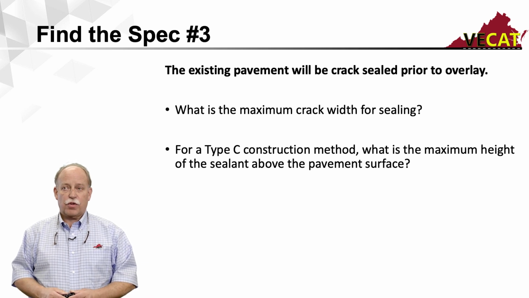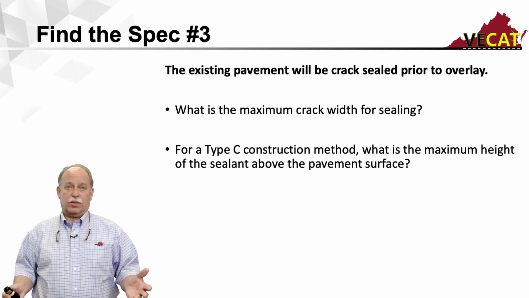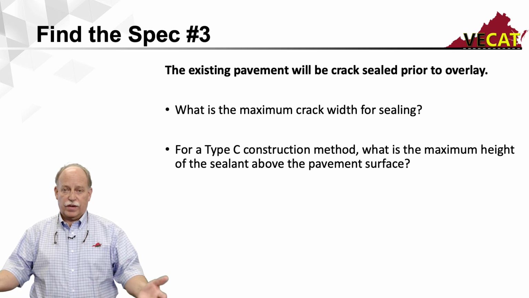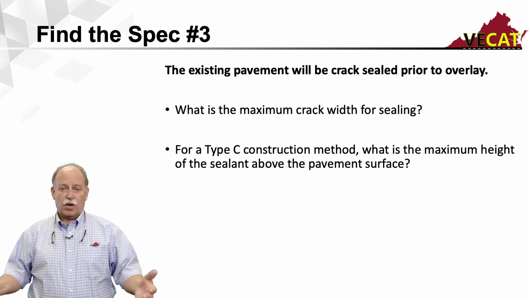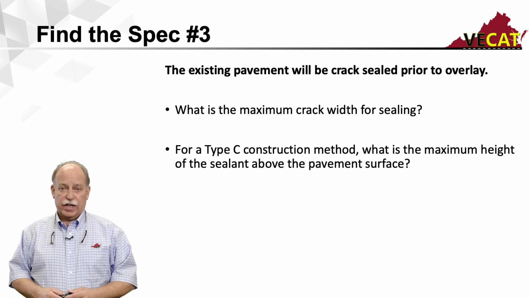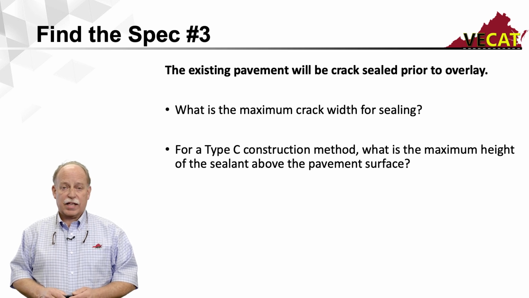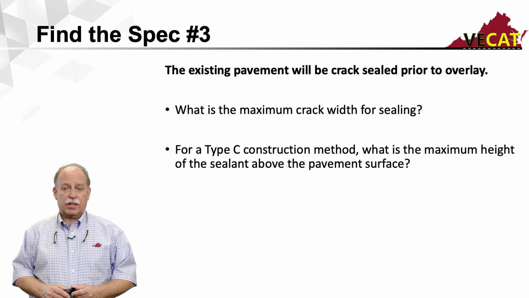So let's look at number 3. In this case, we have an existing pavement that needs to be crack sealed prior to an overlay. So you're going to go out there and do proper crack sealing on the roadway, and you need to determine a few things, right? What's the maximum crack width for sealing according to the VDOT specifications? And for a type C construction method, what is the maximum height that sealant can be above the pavement surface?